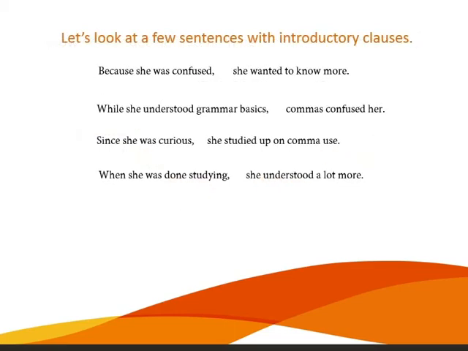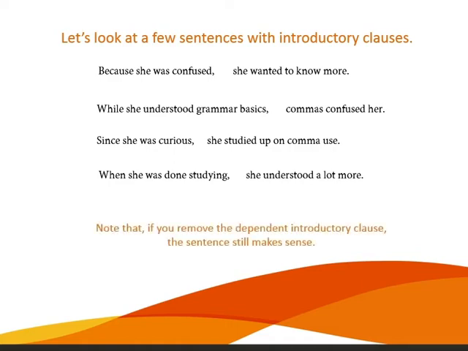Let's look at a few examples. Because she was confused, she wanted to know more. While she understood grammar basics, commas confused her. Since she was curious, she studied up on comma use. When she was done studying, she understood a lot more.